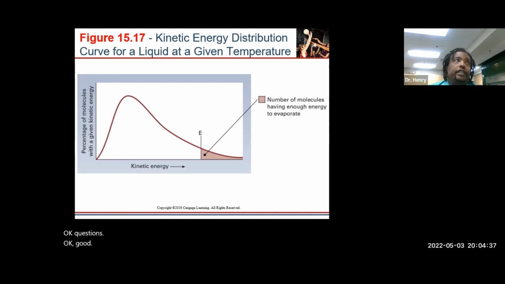So this here represents the kinetic energy curve for a liquid. This represents the kinetic energy. This is the percentage of molecules with that given kinetic energy.